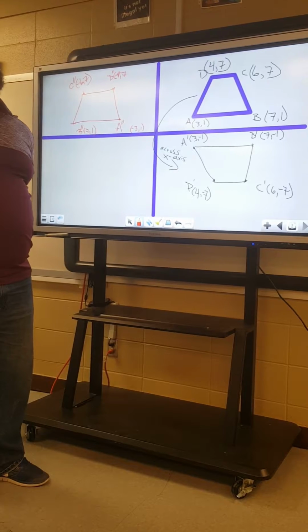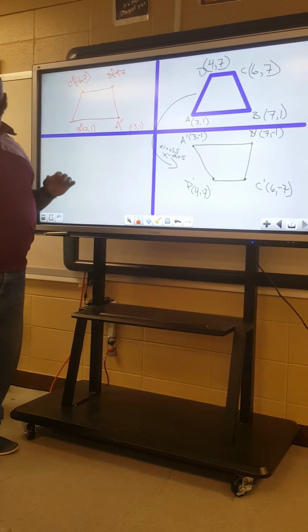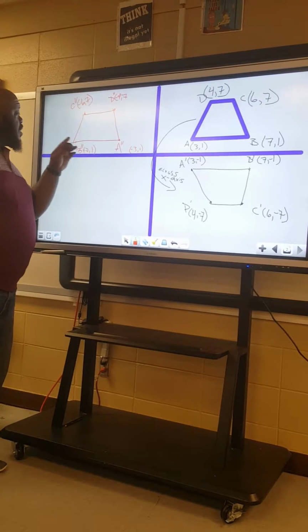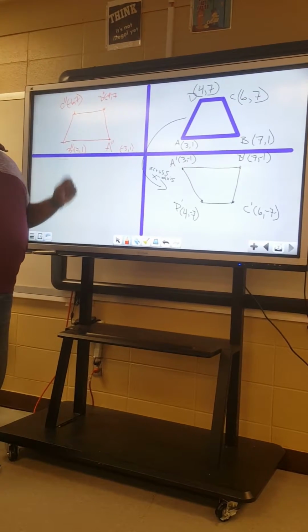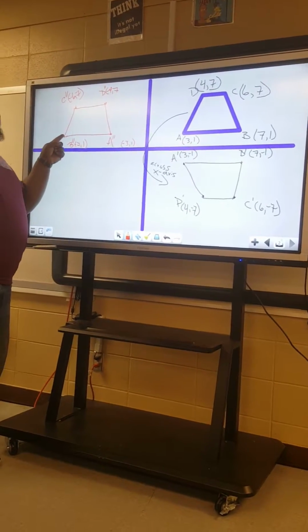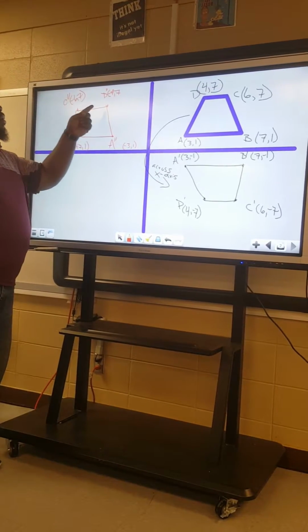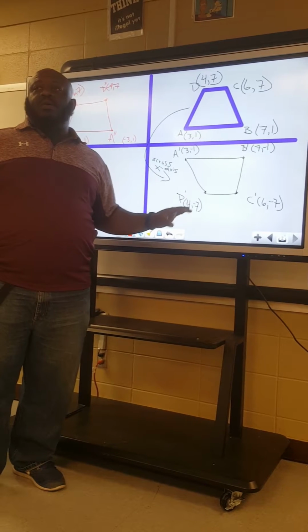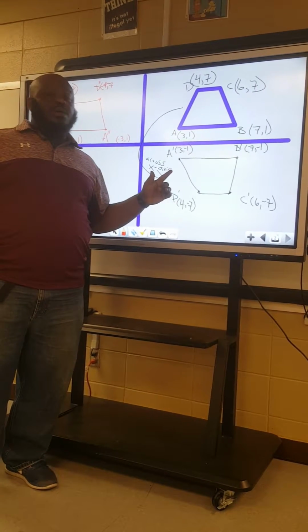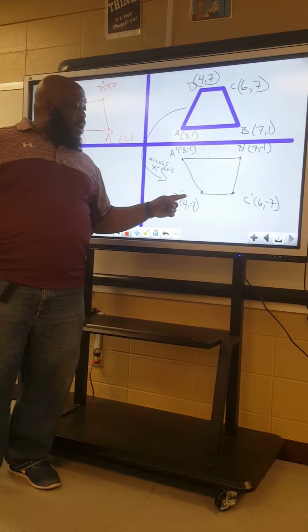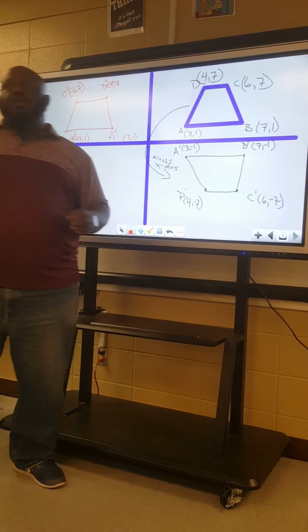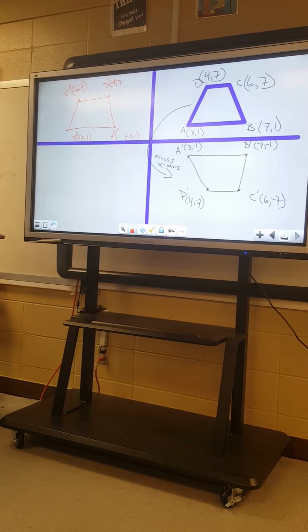So how can I determine the two? If this was a translation, this point would be what? D. This one would be what? A, D, D, C. What if I wanted to translate it down? What would happen? A would be down on the bottom. So A would be down here. What about that? B, D, D, C. You're about to see the difference between the two.